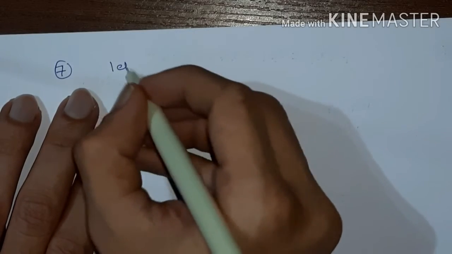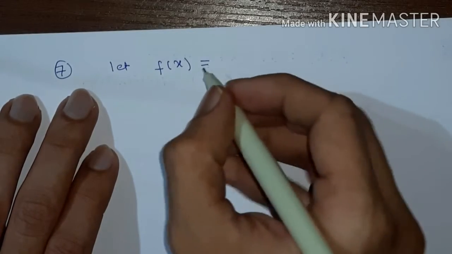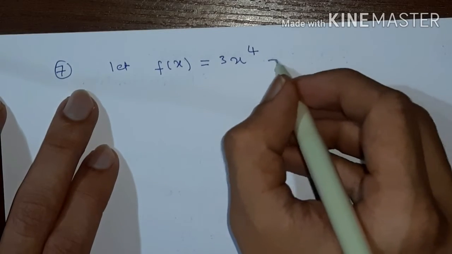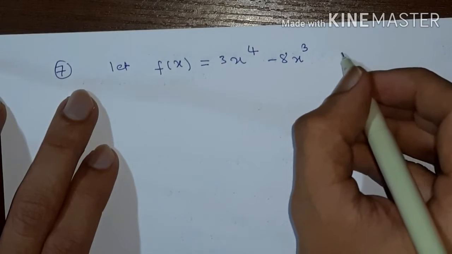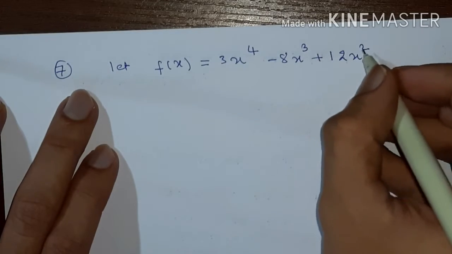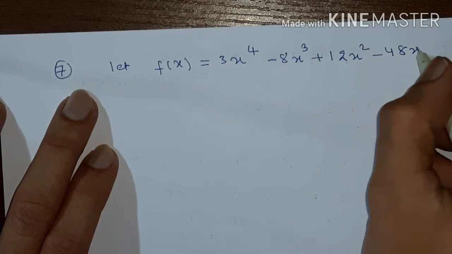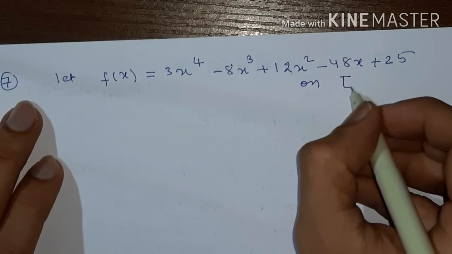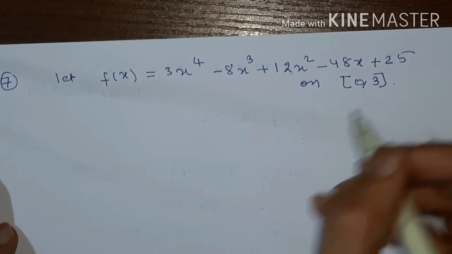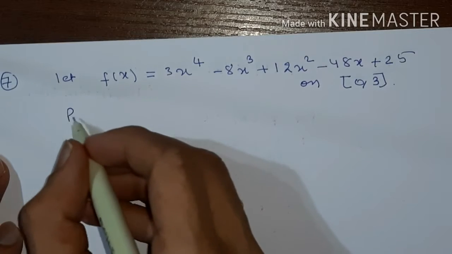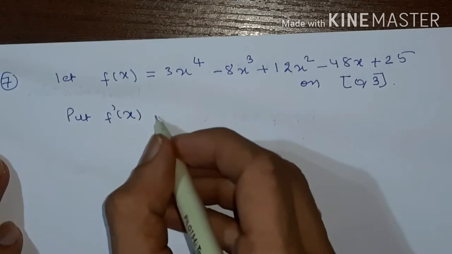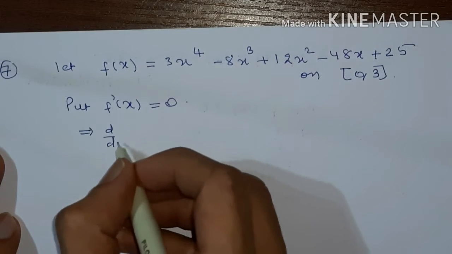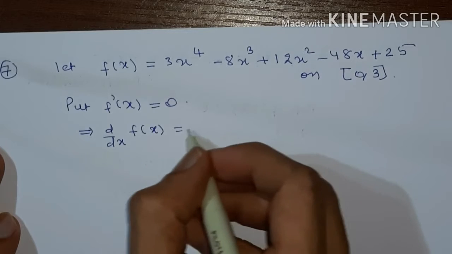So seventh, we can call the function given f(x). Let f(x) be equal to 3x raised to 4 minus 8x cube plus 12x square minus 48x plus 25, on which interval? 0, 3. Now you have to put f prime of x equal to 0, so that is derivative of f(x) equal to 0.